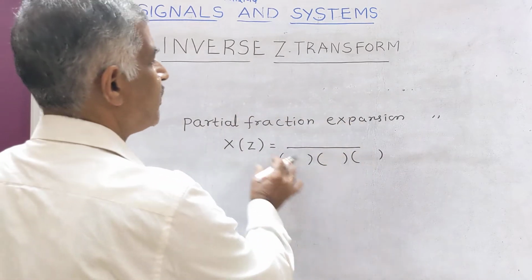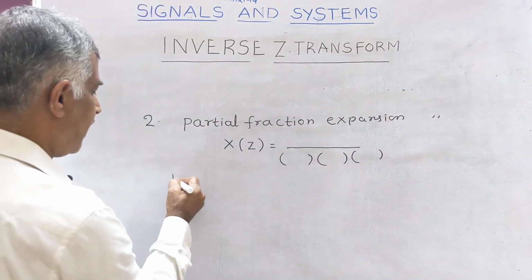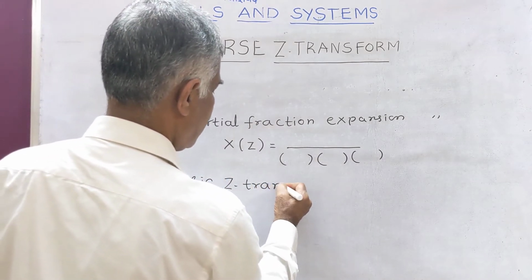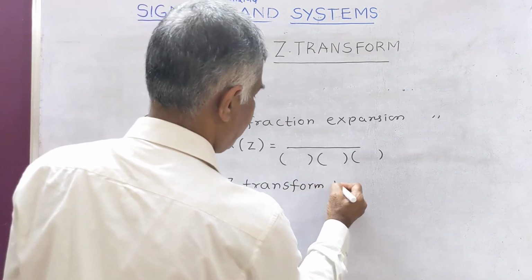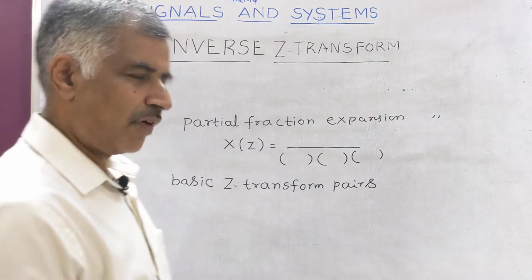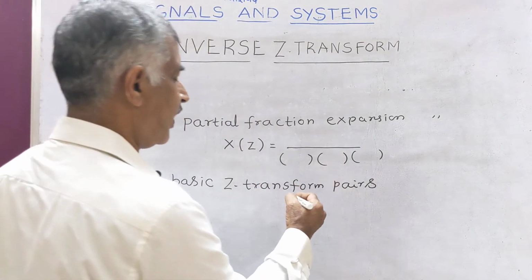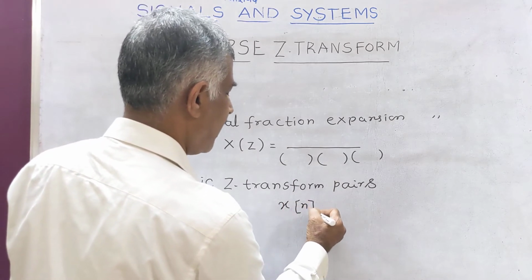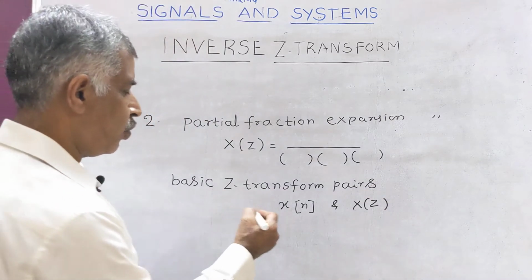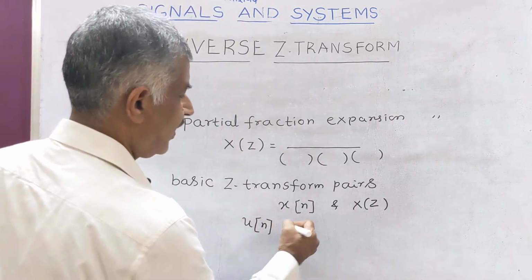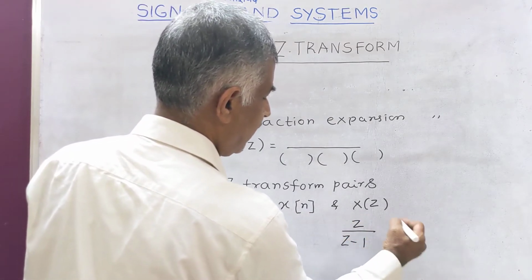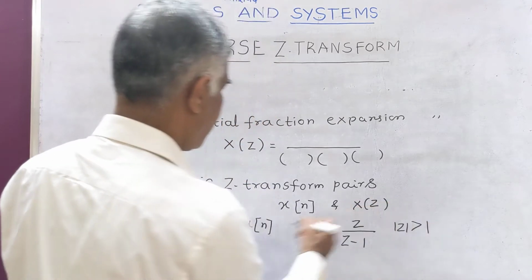This partial fraction expansion method uses basic Z transform pairs. I will give an example. Basic Z transform pairs means x of n and its x of z for a few basic functions. For example, u of n and its z transform: z by z minus 1, with mod z greater than 1.